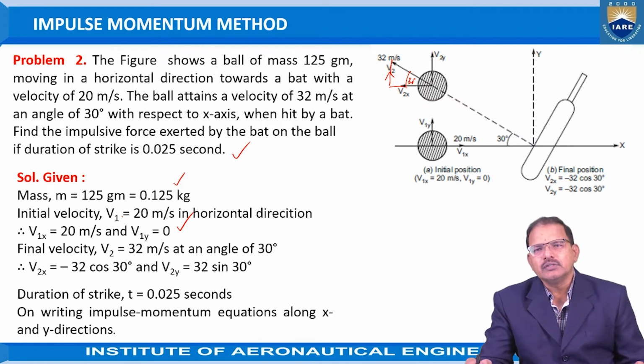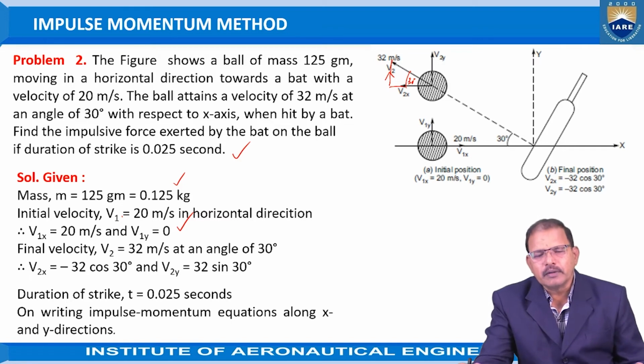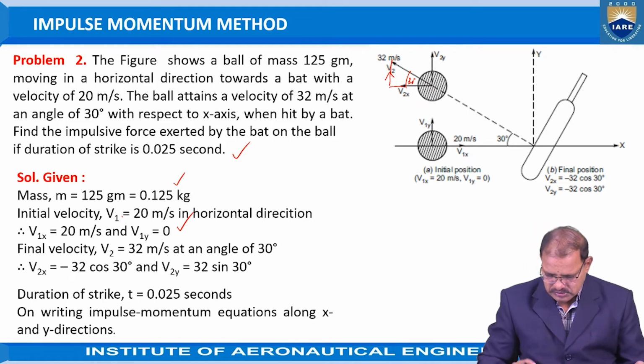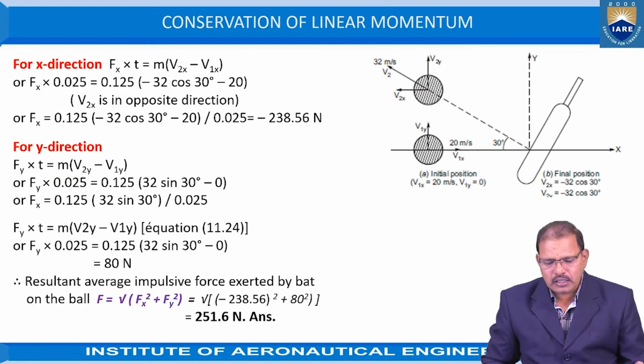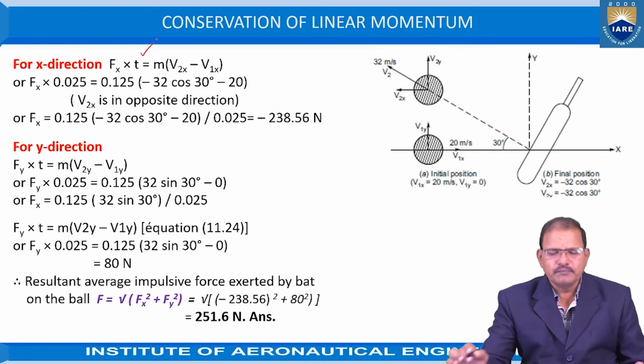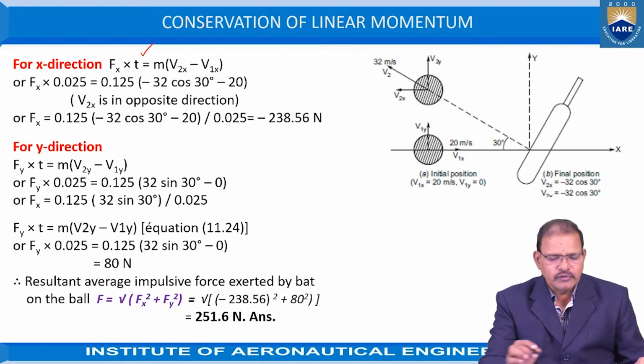Duration of strike is t equal to 0.025 seconds. According to the impulse momentum equation, impulse is equal to change in momentum. Impulse is the product of force and time in one direction, and it should be equal to the change in momentum in the same direction. Here we are taking the x direction. Fx into t is equal to m into (v2x minus v1x). So Fx we have to determine.